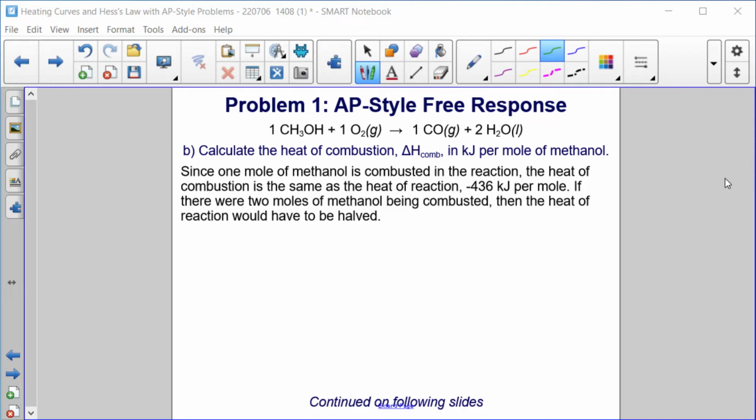Part B, calculate the heat of combustion, delta H combustion, in kilojoules per mole of methanol. In the reaction, we have 1 mole of methanol combusted. So the heat of combustion is the same as the heat of the reaction, minus 436 kilojoules per mole.